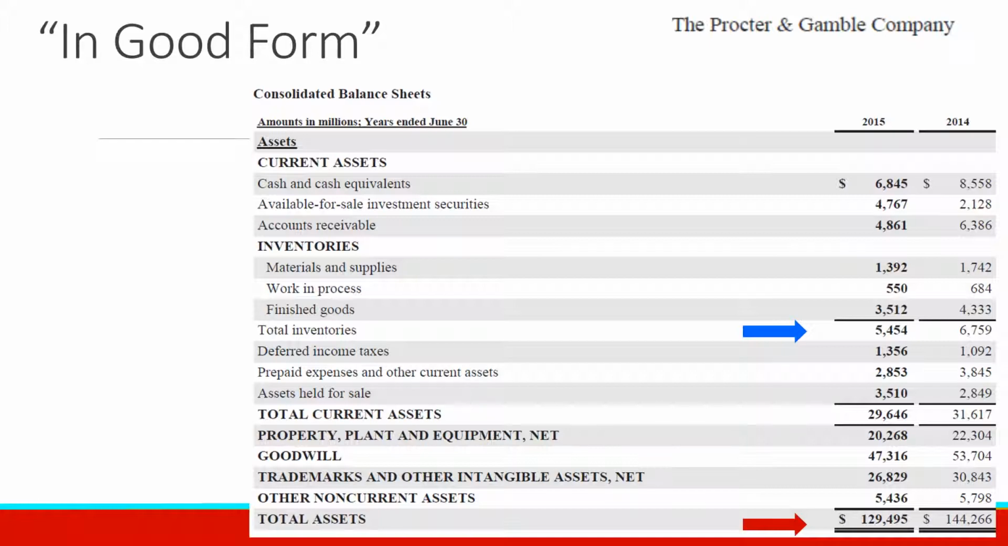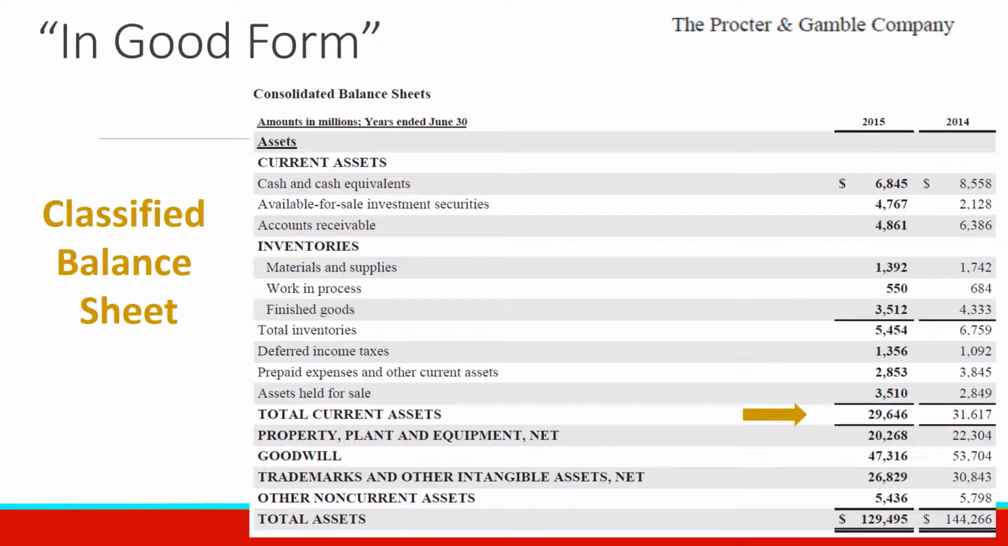Throughout this presentation, the items highlighted in red are required information. So you'll see that total assets are being presented at the very bottom as a required total, and in fact it's a grand total being denoted with a double underscore. You'll also see a blue arrow associated with total inventories. You can see that inventories here are broken down into materials and supplies, work in process, and finished goods. This is a required breakdown, but firms can elect whether to show this breakdown within the balance sheet or separately a few pages later in the footnotes.